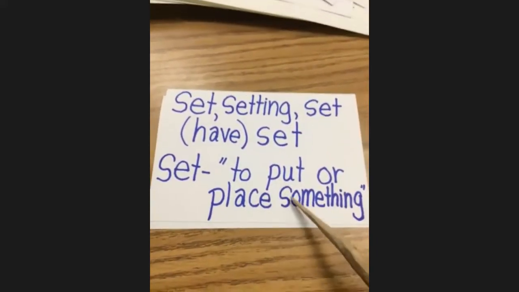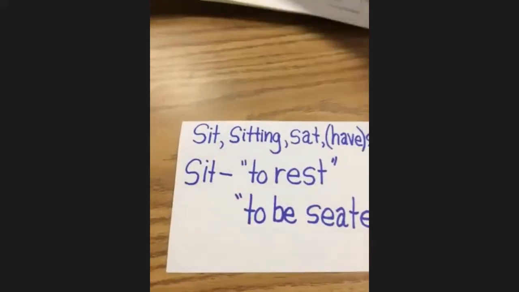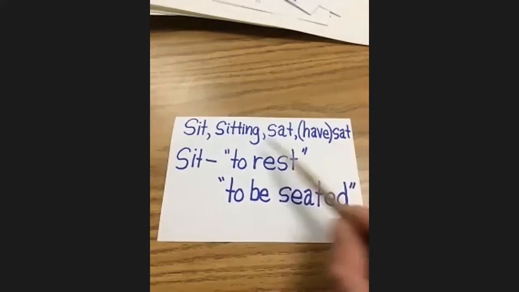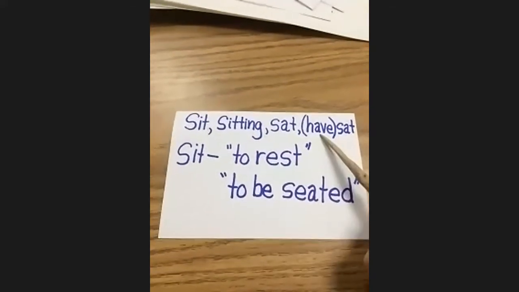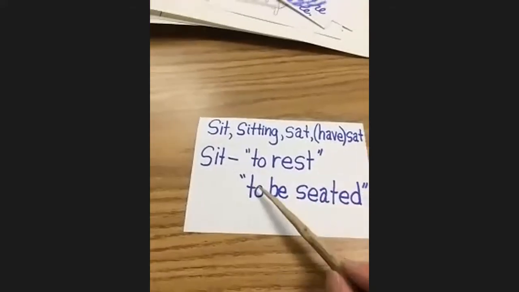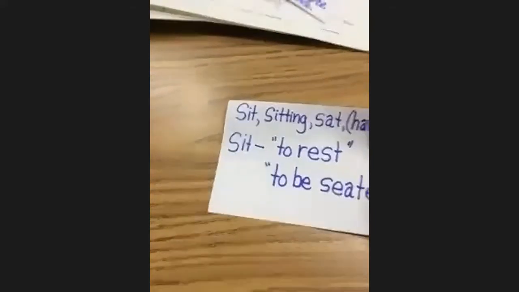Set, setting, set, have set. Set means to put or place something, just a review of that. And sit, sitting, sat, have sat are the parts of that word. It changes in the past tense. Sit means to rest or to be seated.